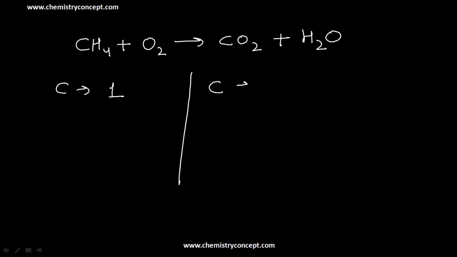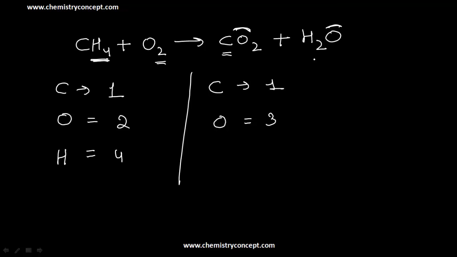On the product side also there is only 1 carbon atom. On the reactant side, the number of oxygen atoms is 2. On the product side, there are a total of 2 and 1, 3 oxygen atoms, 2 from carbon dioxide and 1 from water. Again, the number of hydrogen atoms on the reactant side is 4, and on the product side the hydrogen atoms are 2. Fine. So what do I have to balance here?